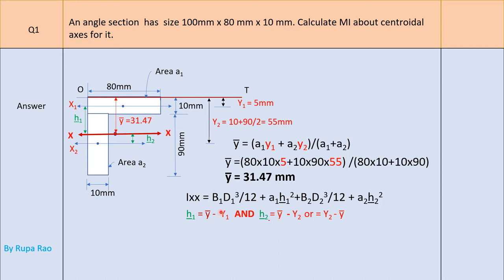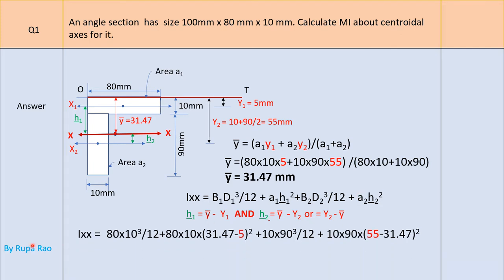Now we will substitute the values in this equation for Ixx. How? Let us see. What is B1? B1 is this horizontal distance 80. What is D1? D1 is this vertical distance 10. So 80 into 10 cube divided by 12, that is B1 D1 cube by 12. What is area A1? Area A1 is this rectangle 80 into 10. What is H1? Y bar minus y1. So this H1 we substitute: y bar is 31.47, and what is our y1? y1 is 5. Keep it in a bracket, and bracket square. This is H1 square here.